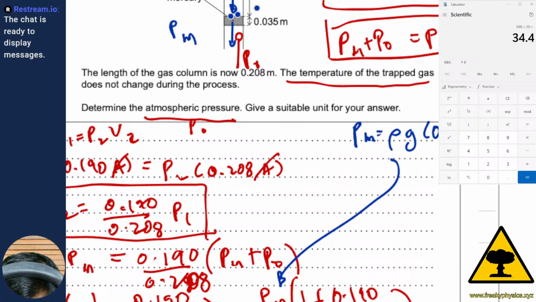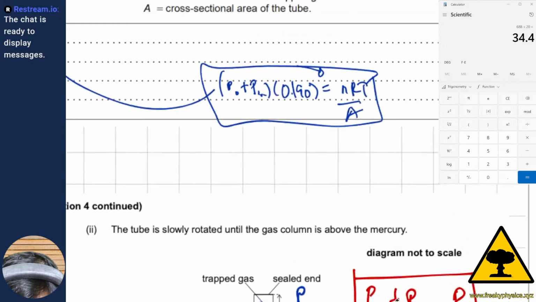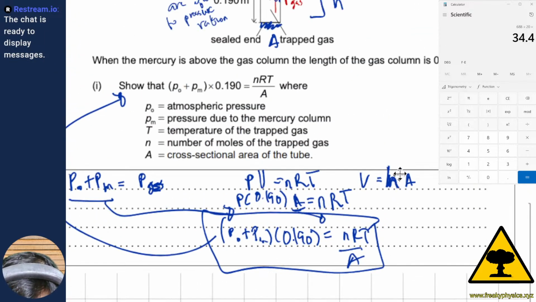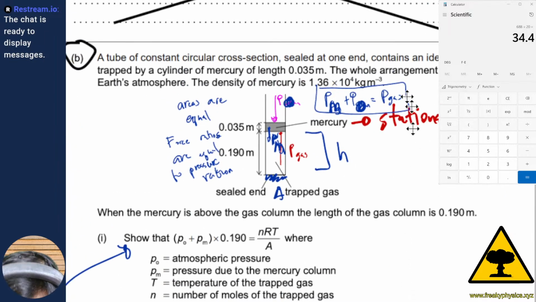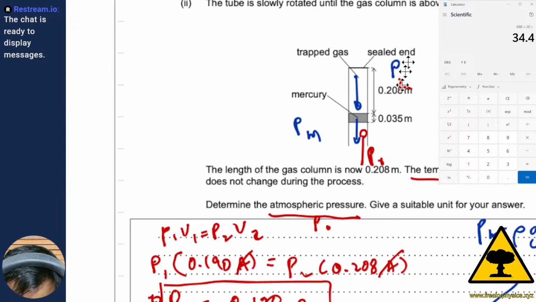I think the only problem from now on is actually knowing what the density of mercury is. Is it given? Yes, it's given. Since the density of mercury is given, we can solve for it. At this point, I will not finish it because I'll just finish the last bit.